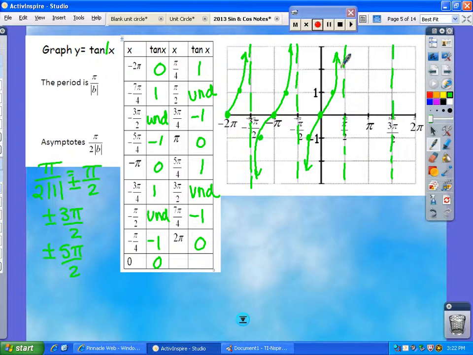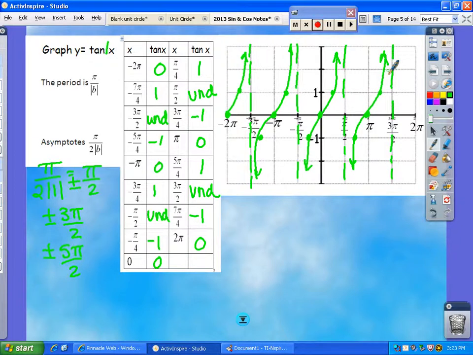So you see how the pattern's continuing. All of these have a pattern that continues. All right, there's another asymptote, my undefined at positive pi over 2. So at 3 pi over 4, I'm down at negative 1. Pi, I'm at 0. 5 pi over 4, I'm up at 1. And you just have to graph as far as your graph goes.